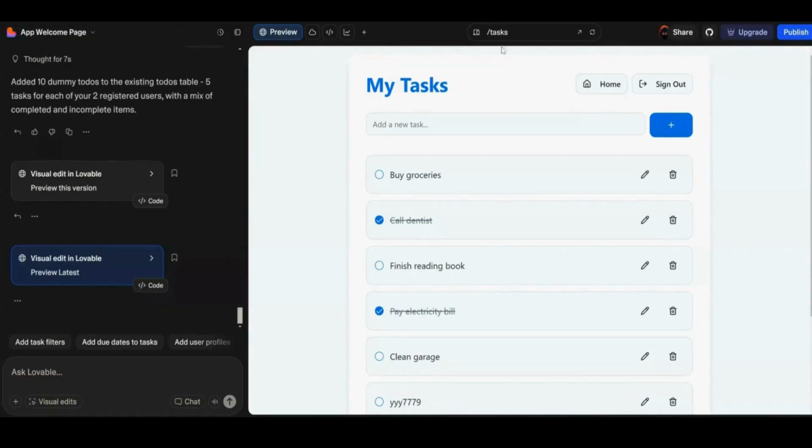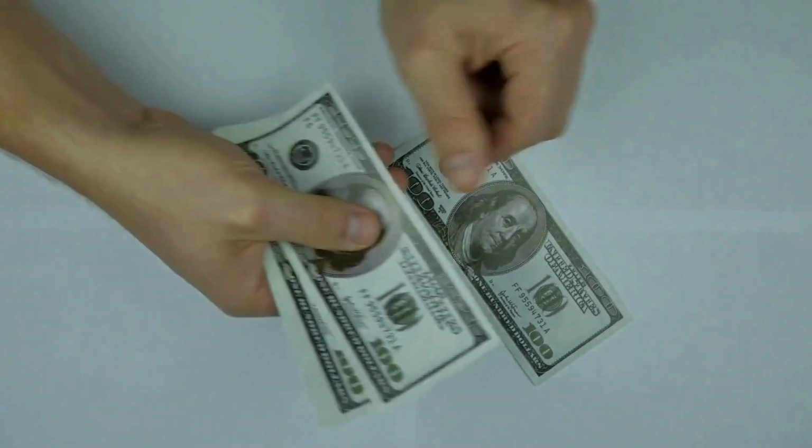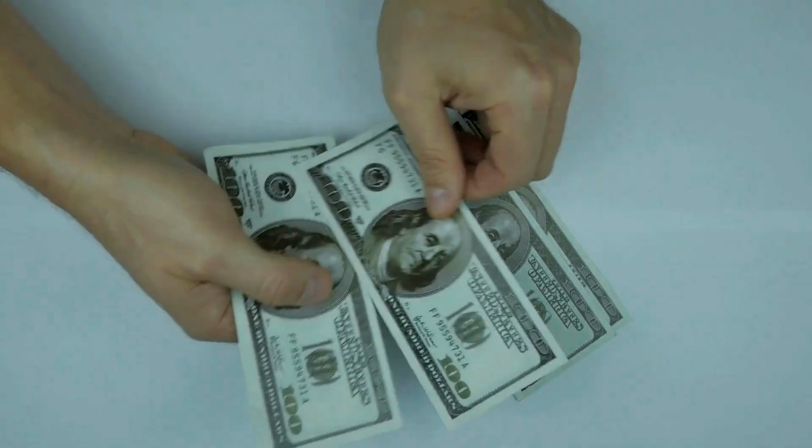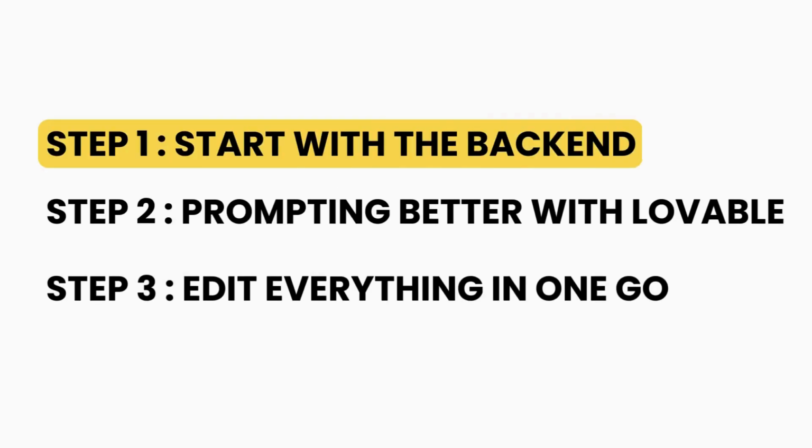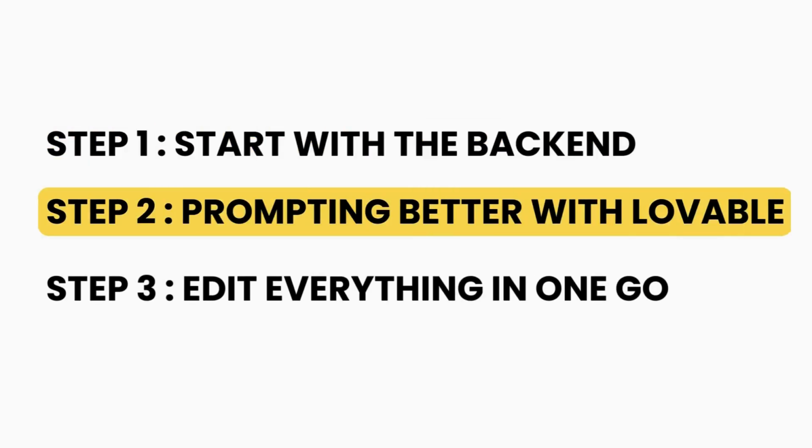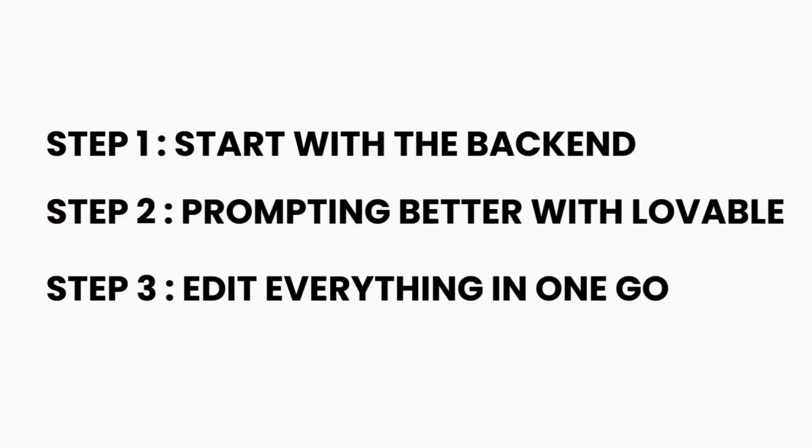Alright, so those are the 3 steps to save a ton of Lovable credits. Start by building your backend first, so Lovable has a clear foundation. Then use smart prompts to guide it. And finally, when you edit, do it all in one go. Follow these 3 steps and you will build faster, cleaner, and way more efficiently.